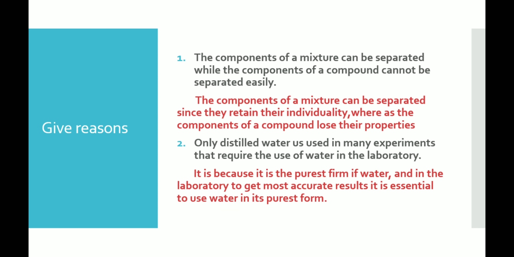The next question D, that is give reasons. The first question is, the components of a mixture can be separated while the components of a compound cannot be separated easily. The reason goes like this. The components of a mixture can be separated since they retain their individuality, that means their properties remain intact, whereas the components of a compound lose their properties.